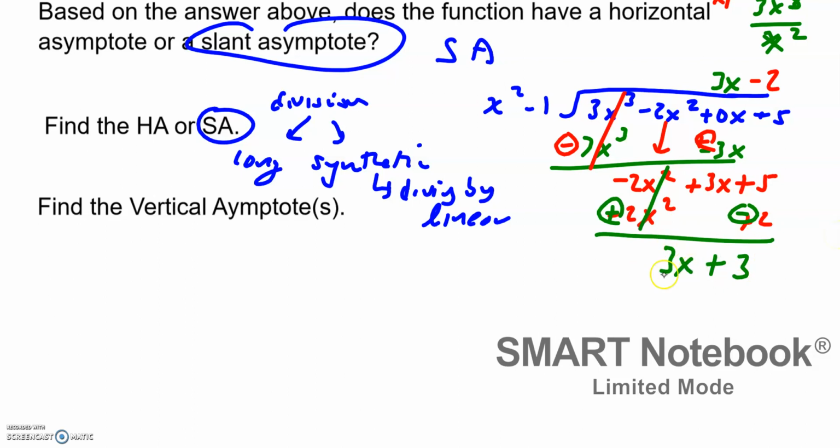So now, can you divide 3x by x squared? No, you cannot. So that means that my long division's done. This is my remainder, but the remainder does not matter for my answer to the slant asymptote. The answer to my slant asymptote is going to be y equals 3x minus 2 from here.